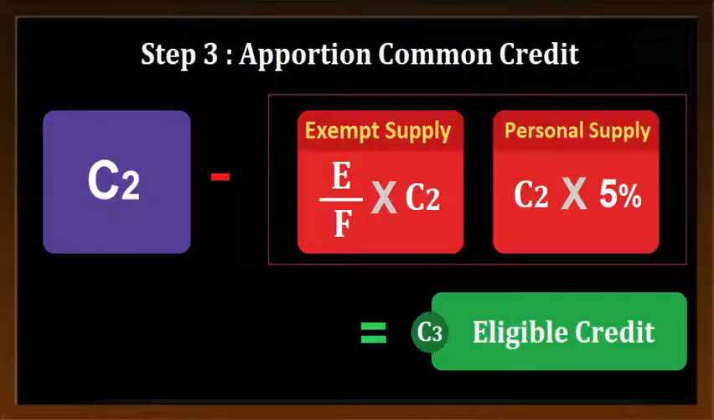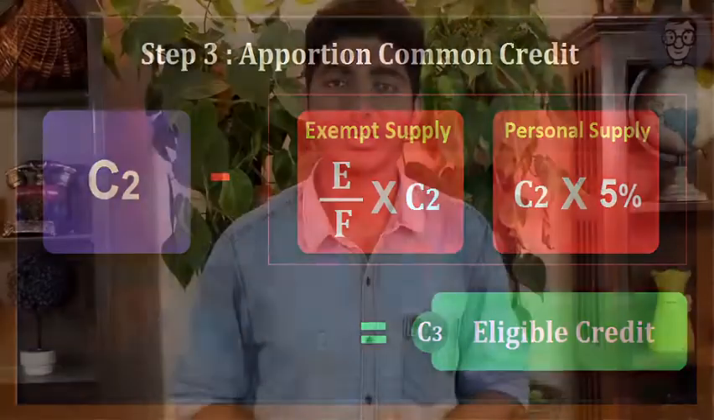First I said we need to find out the bad credit in relation to exempt supplies. What is the formula? E by F into C2. E stands for England, F stands for France. So E by F into C2. C2 is the balance what you calculated in step number 2. Now what is E? E means exempt turnover. What is F? F means full turnover or total turnover.